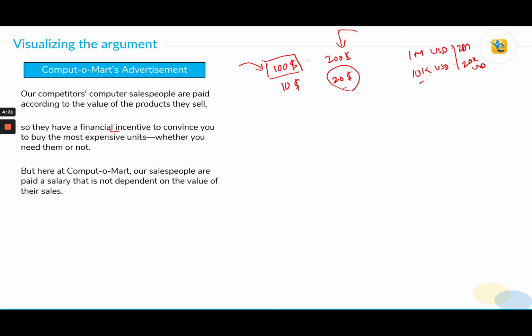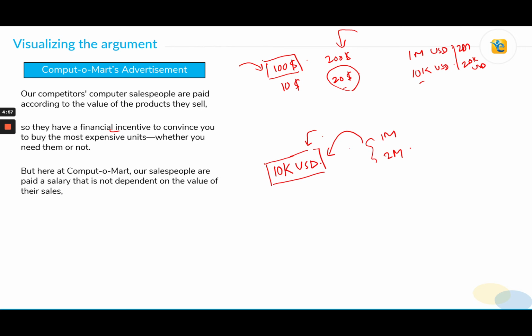You earn, let's say, 10k USD in a month. What essentially this line tells you is, hey, this is your salary, this is fixed. This salary is not dependent on the value of your sales. In other words, whether in this particular month you sell 1 million USD worth of computers or whether you sell 2 million USD of computers, it makes no difference. Your salary is still 10k USD. It's as simple as that.